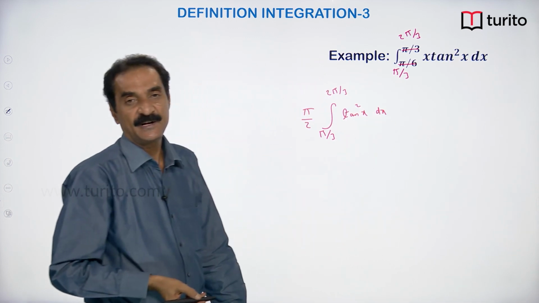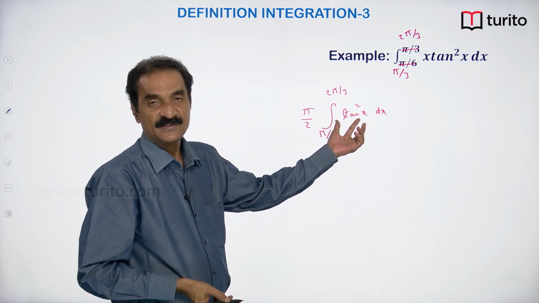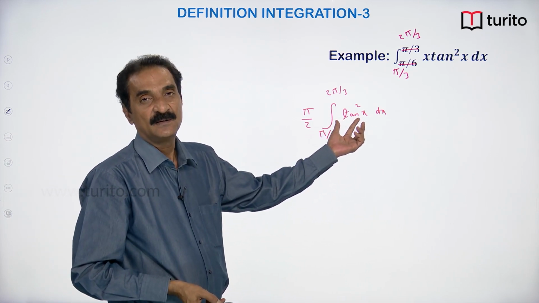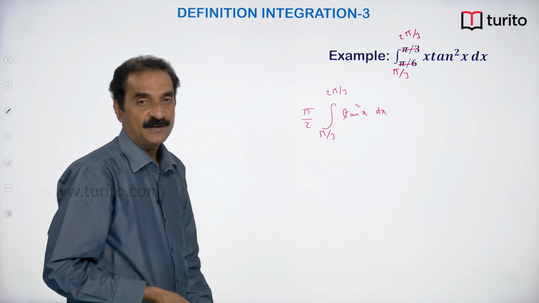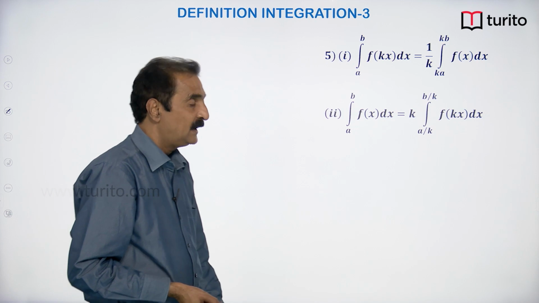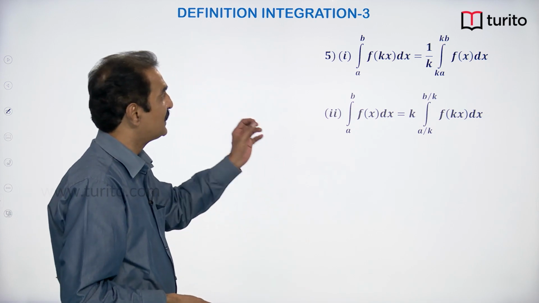Now you know how to integrate it. You can write tan square x as secant square x minus 1 and integrate it. Okay, you finish the calculation, and some more results.